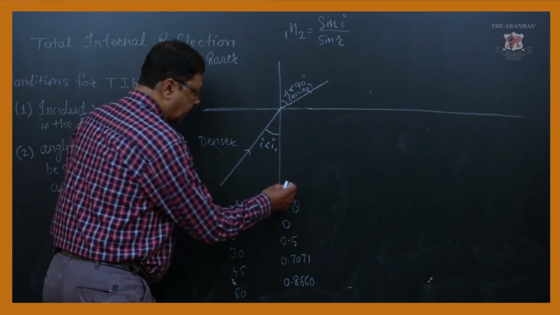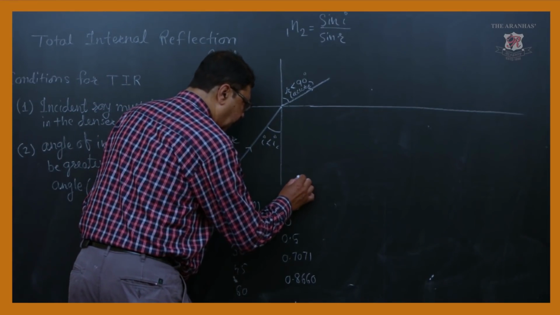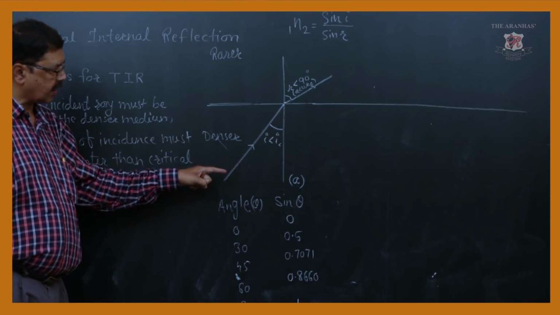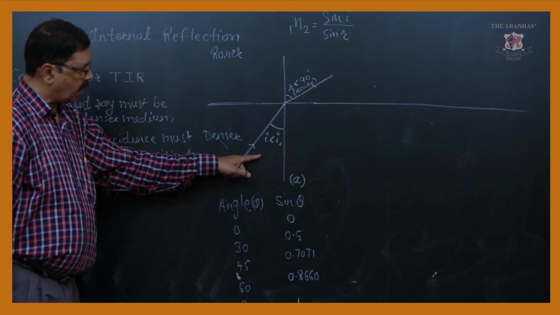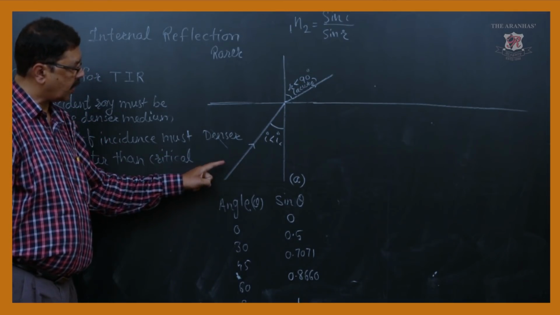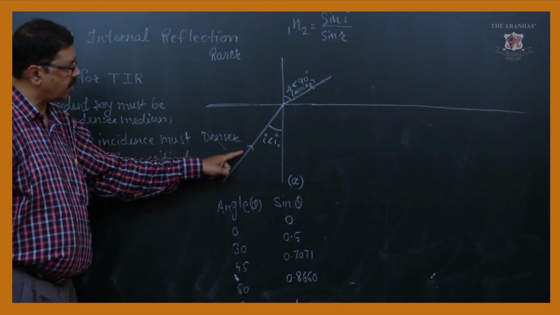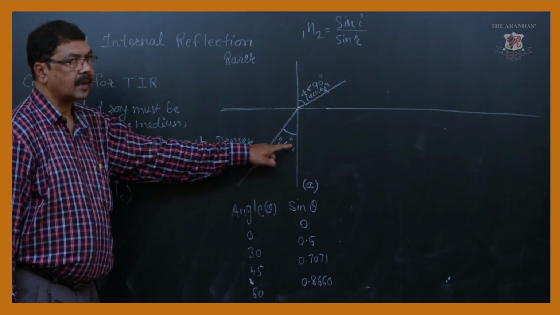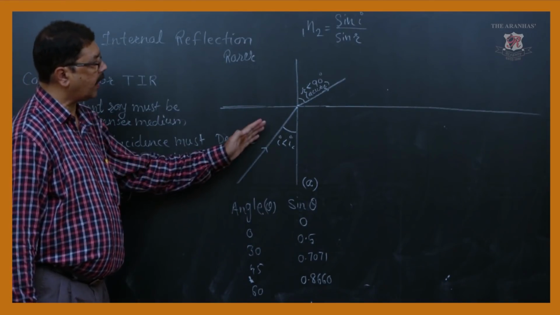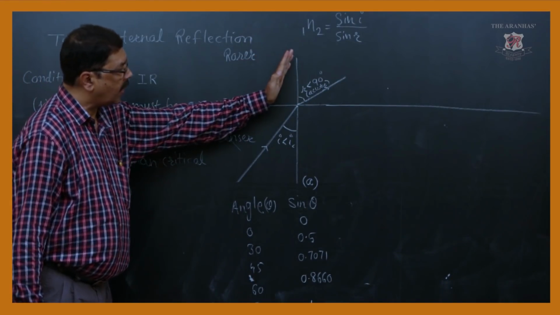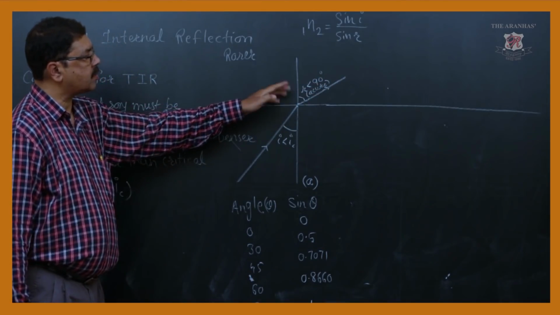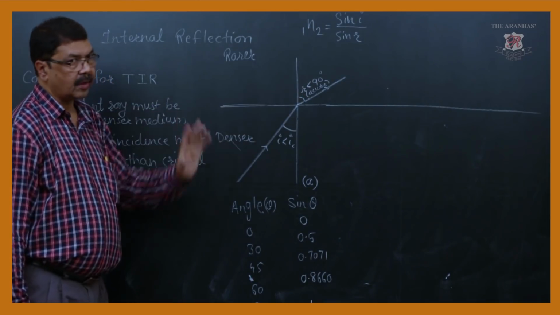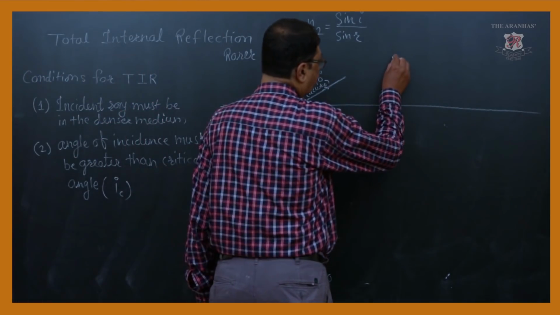In the next diagram, I am writing here diagram A. With reference to diagram A, we will discuss again. In diagram A, what is shown is a ray of light made in the denser medium with angle of incidence less than critical angle. The ray enters the rarer medium and the refracted ray is bent away from the normal. Still, angle of refraction is less than 90 degree.